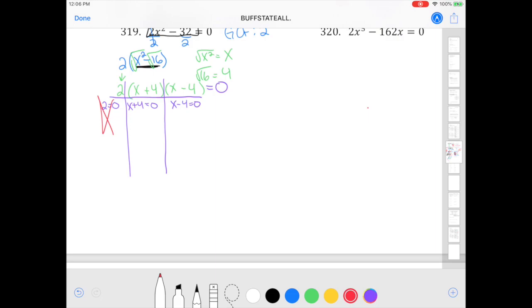Now these 2 factors, even though they look very similar, they're different and they're going to yield different answers. So the first one, to get x by itself, I subtract 4 from both sides. X equals comes down, and 0 minus 4 is a negative 4. That's one of my answers. This next one, x minus 4 equals 0. I'm going to add the 4 to both sides, and I get x equals a positive 4, my second answer.